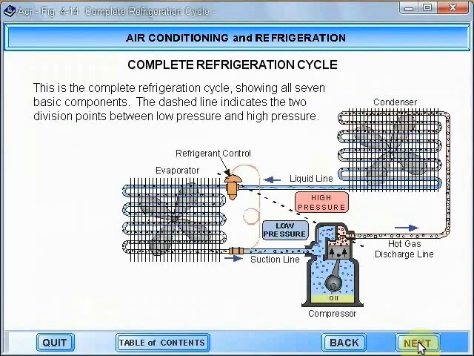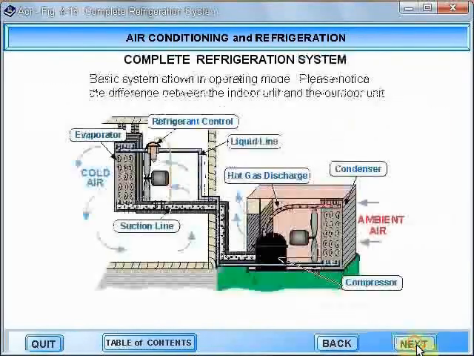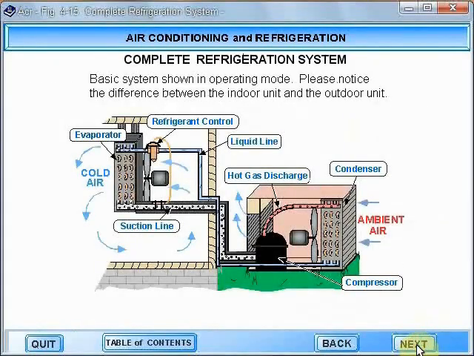This is the complete refrigeration cycle, showing all 7 basic components. The dashed line indicates the 2 division points between low pressure and high pressure. This is the basic system shown in the operating mode and showing you the difference between the indoor unit versus the outdoor unit.